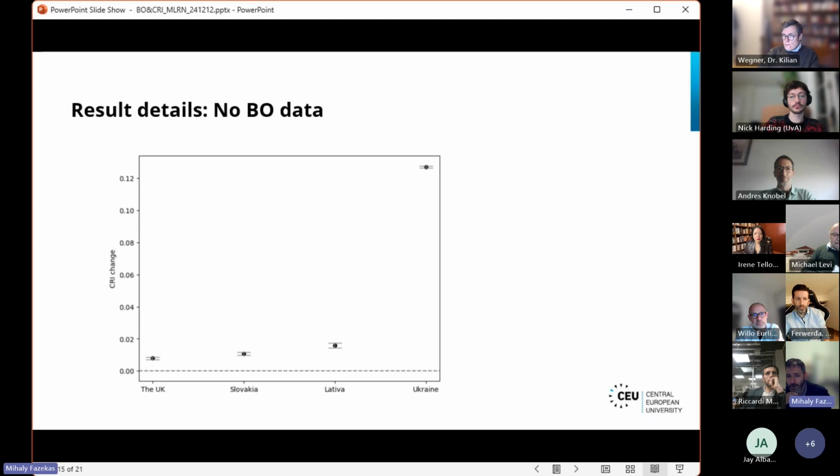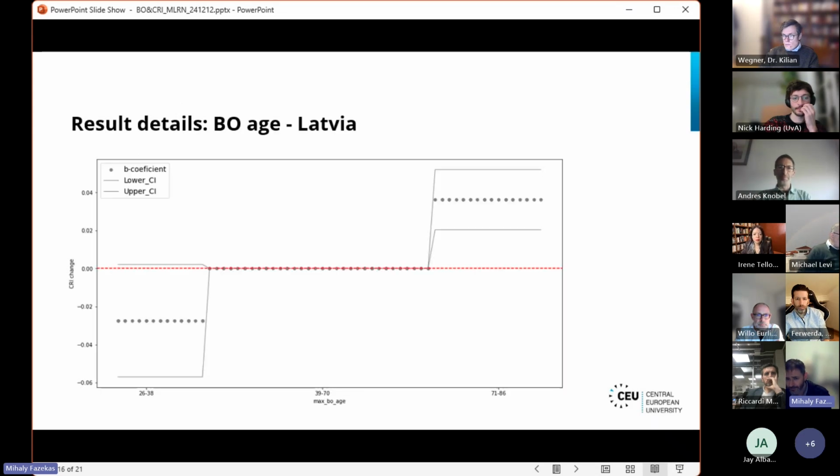We have far higher effects for no BO data. It's positive in all 4 countries where we tested it, but in Ukraine, it's by far the biggest. I must say that the matching quality is the highest in Ukraine in many respects, so I'm not surprised that the effect is relatively large compared to the other countries.